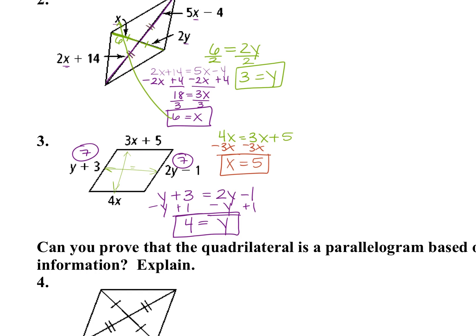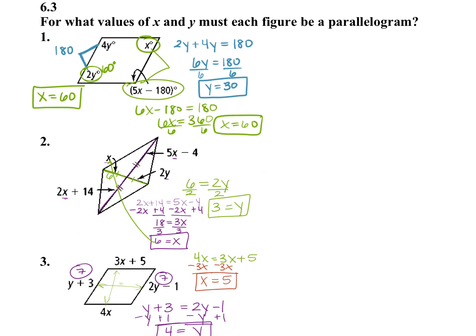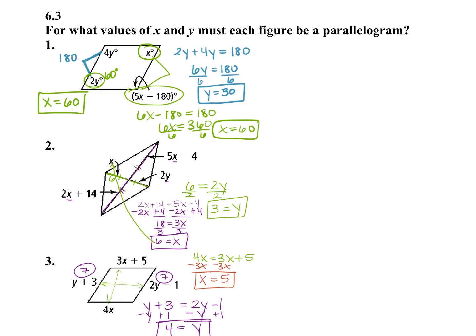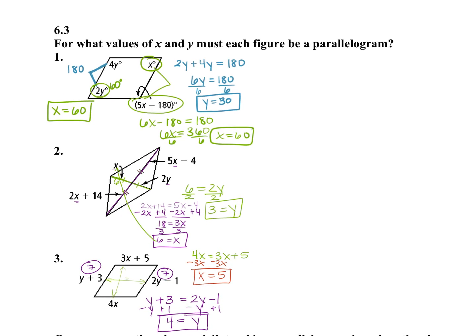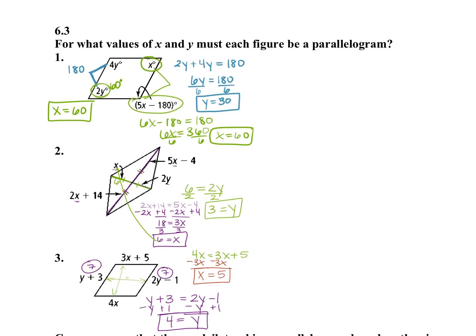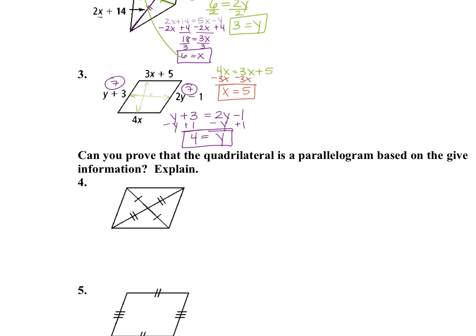Any questions on those 3? So it's a whole lot of setting things equal, right? The diagonals you set equal, or the pieces of the diagonals. The opposite sides you set equal. The opposite angles you set equal. Consecutive angles you set supplementary. What's supplementary? Angles that add up to 180, right?